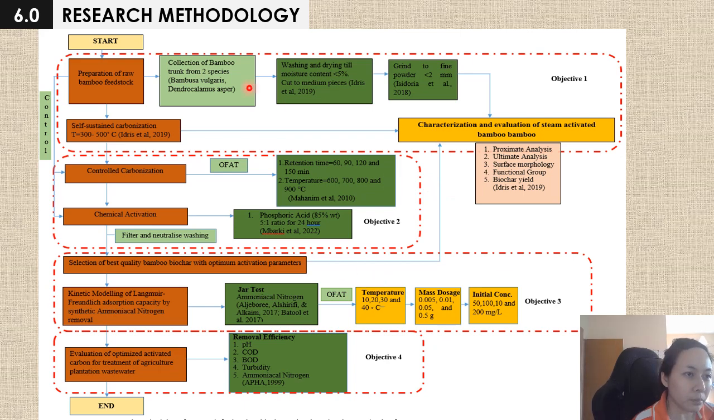So here we want to start with my research methodology, where we start at the preparation of bamboo feedstock, and we undergo self-sustained carbonization. And then we undergo controlled carbonization and chemical activation. And when we have selected the best bamboo biochar activated carbon, we will go for the selection of the best quality and kinetic modeling. And then lastly, the evaluation of optimized activated carbon.